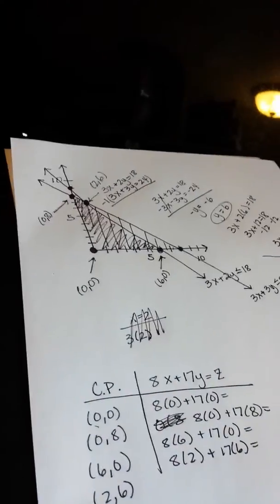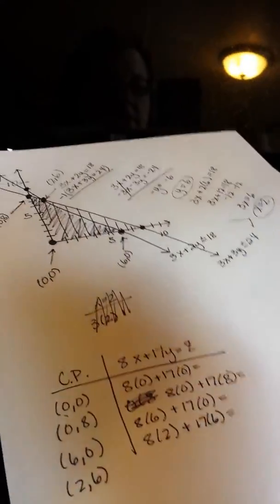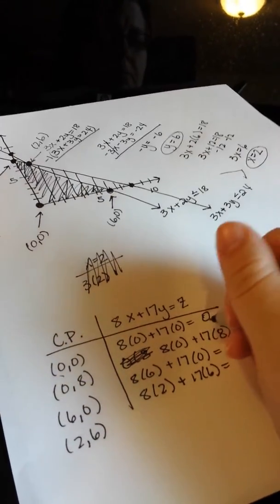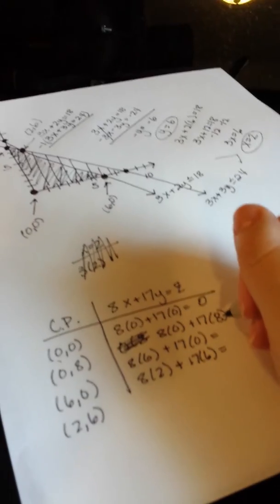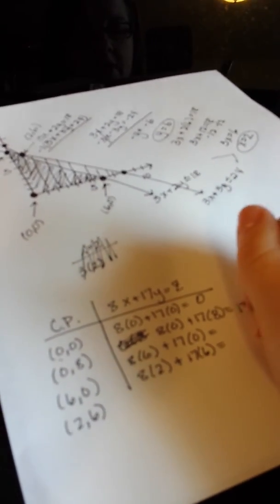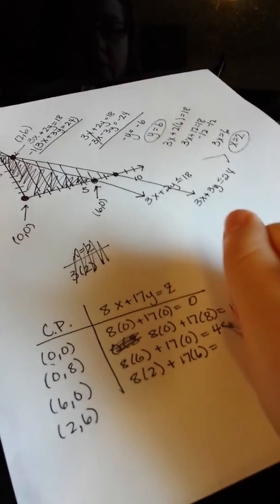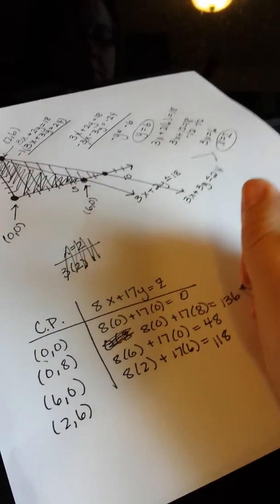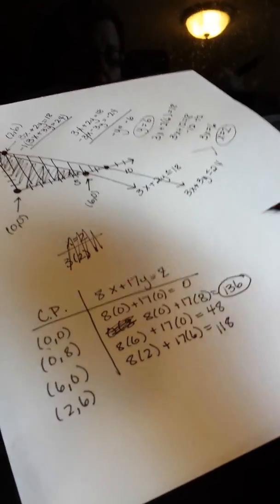All right, and what we're trying to do is look for the maximum profit. So use your calculator and figure out what each one of these is equal to. When x and y are both equal to 0, we get a profit of 0. When we make 0 mailboxes and 8 toys, we have a profit of $136. When we make 6 mailboxes and 0 toys, we make $48. When we have 2 mailboxes and 6 toys, we make $118. So our maximum profit is $136 when we make 0 mailboxes and 8 toys.